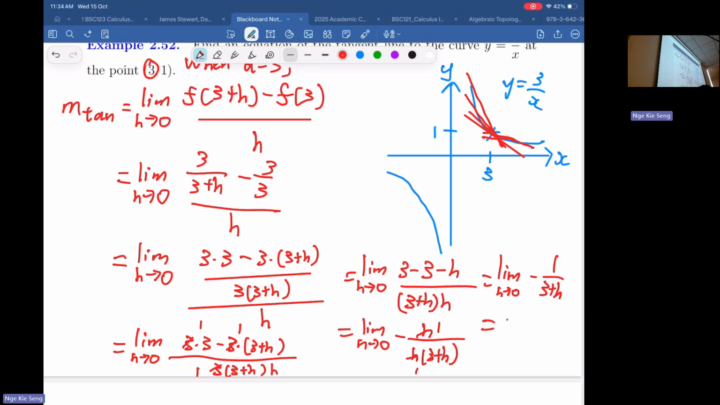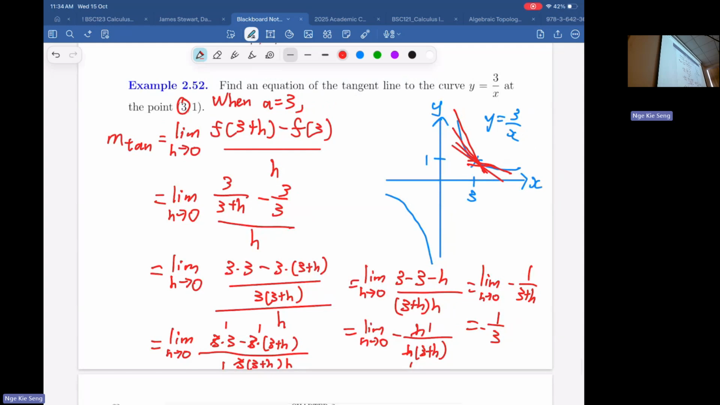You get 1 over 3 minus 1 over 3. Good. Okay, so this is the gradient. But the question is to find the equation of the line. Okay, so you have the gradient. Do you know how to find a line? How? What's the formula?